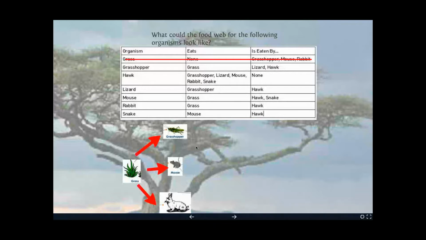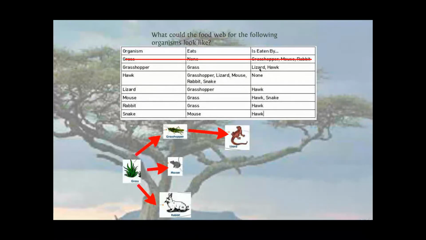I currently don't have a lizard on my diagram, so I'm going to go ahead and draw a lizard, and then draw an arrow going into the lizard, because again, the grasshopper is going into the lizard. And then same thing for the hawk. I currently don't have a hawk, so I'm going to go ahead and draw a hawk. I'm going to draw an arrow from my grasshopper going into my hawk. And that takes care of the grasshopper. I've got the lizard and hawk. I can go ahead and cross him off the list.